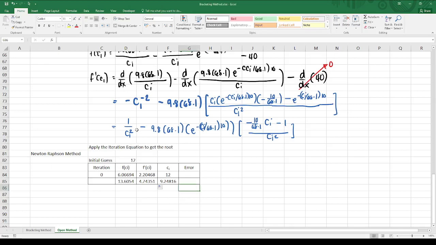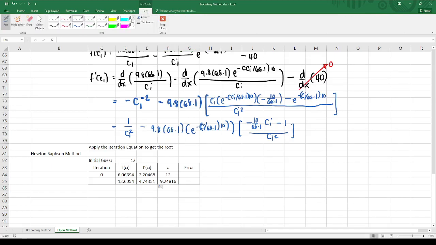So I did manage to find what is wrong with our equation. I think this should be a constant value. So that should be 9.8 times 68.1. Then there is 9.8 times 68.1. So let's correct the table. So where is it?